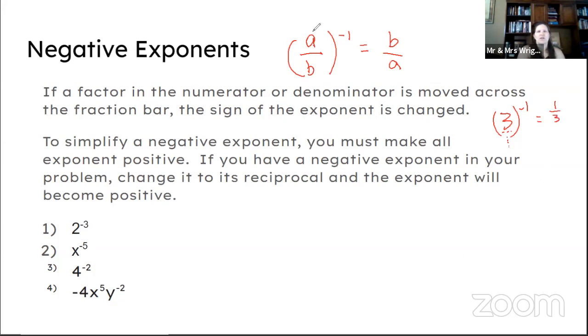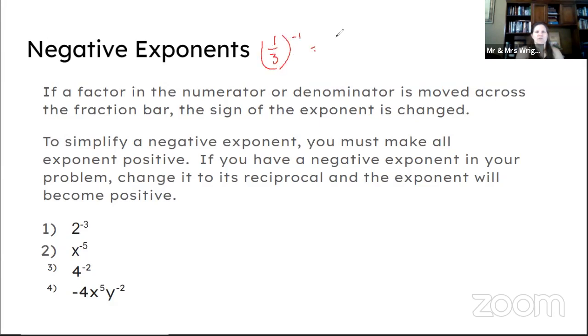So let's look at these. If a factor in the numerator or denominator is moved across the fraction bar, the sign of the exponent is changed. So when we got into this inverse and we said 1/3, the inverse of 1/3 is 3/1, right? Same thing with the inverse of 3. That's 3 raised to the power of 1.